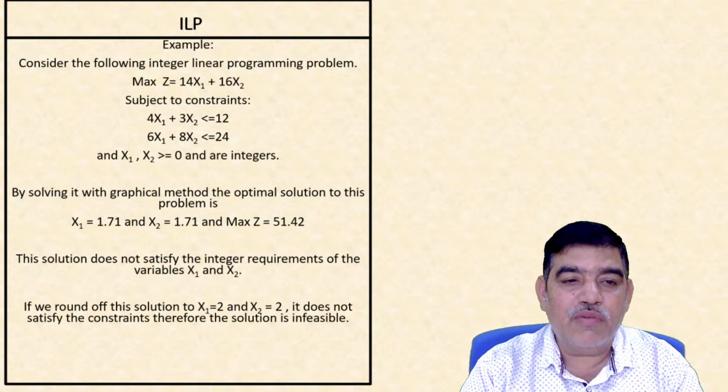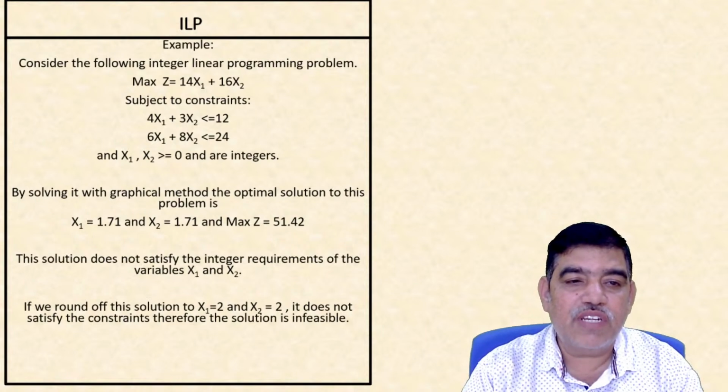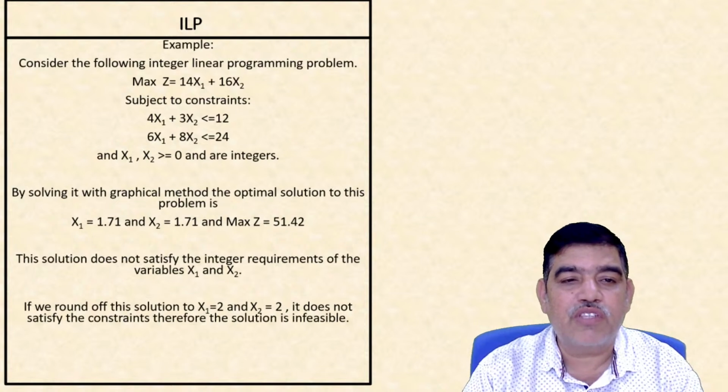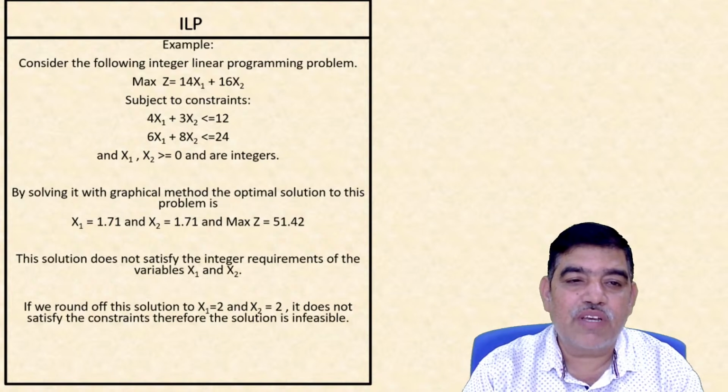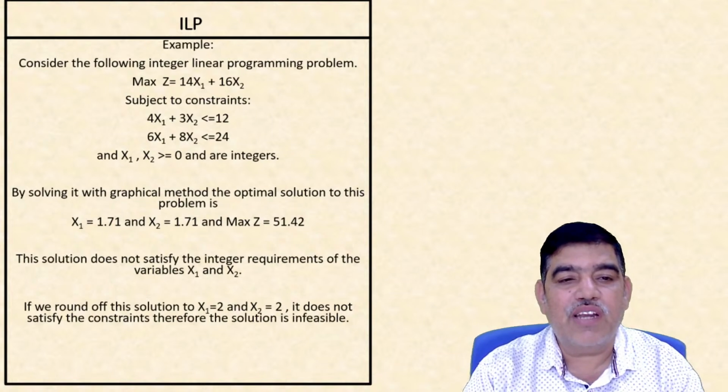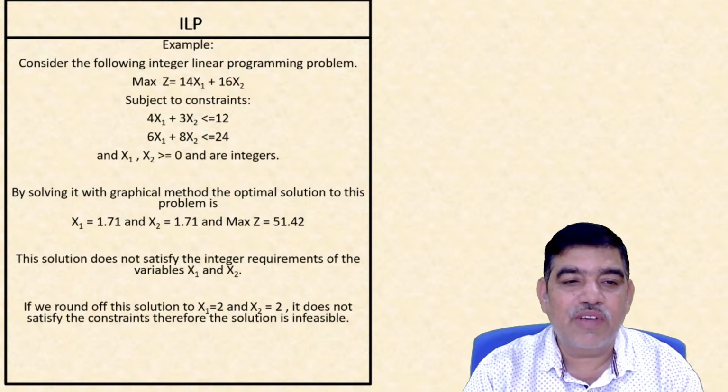Already we know that if we consider the first constraint equation, 4x1 plus 3x2 less than or equal to 12, we consider it as equal to 12. By putting x2 equal to 0, x1 becomes 12 by 4, that is 3. That is 1 point we are getting. Similarly, if we put x1 equal to 0, x2 becomes 12 by 3, that is 4.